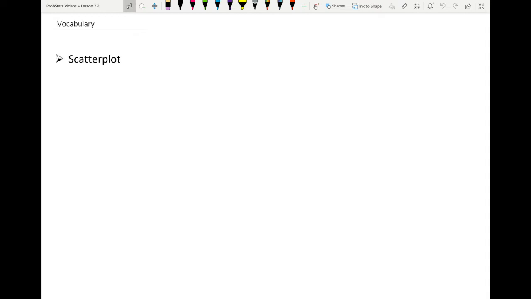So let's talk about the scatter plot. So in this lesson, we're actually going to be addressing the scatter plot, how to construct a scatter plot, and use it to describe associations between quantitative variables.